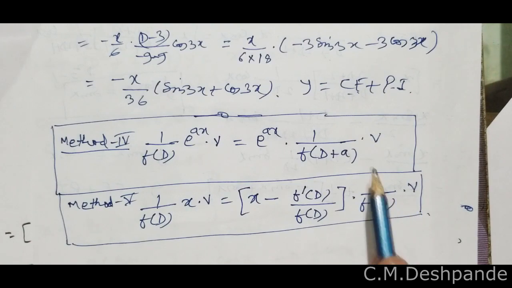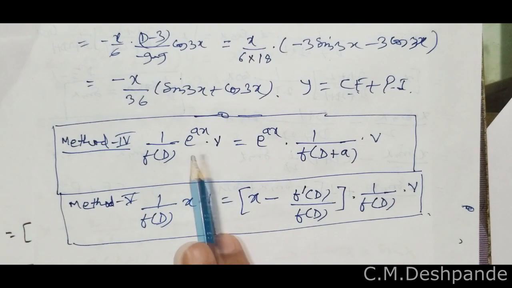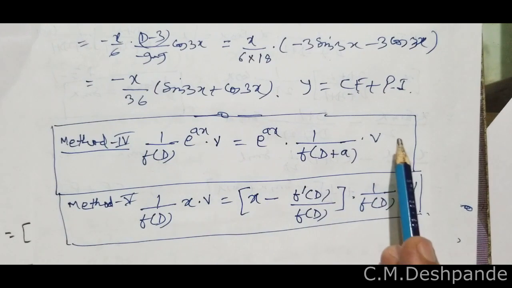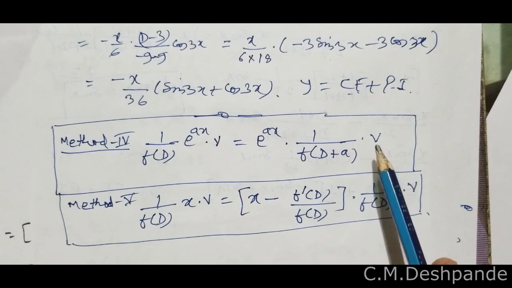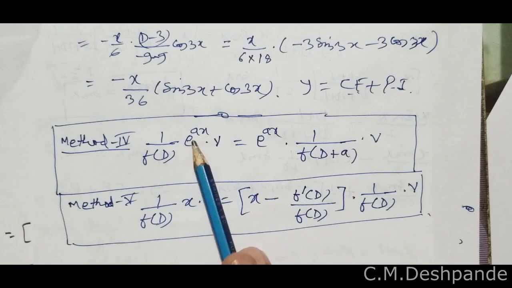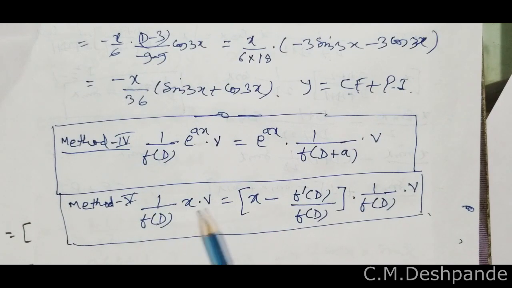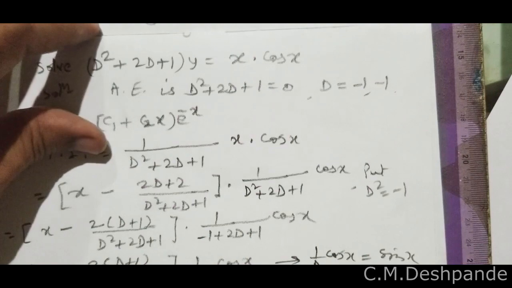Now the advantage of these two methods is that operating 1 upon f of D on two functions is difficult. Then by using method number 4 or method number 5, we can operate on a single function v. But we have to make some changes in that polynomial f of D. For the fourth method, replace D by D plus a and the function e raised to ax should be taken out of operator 1 upon f of D. And to operate on x into v, use the fifth method. Now using these two methods, we try to solve some examples.